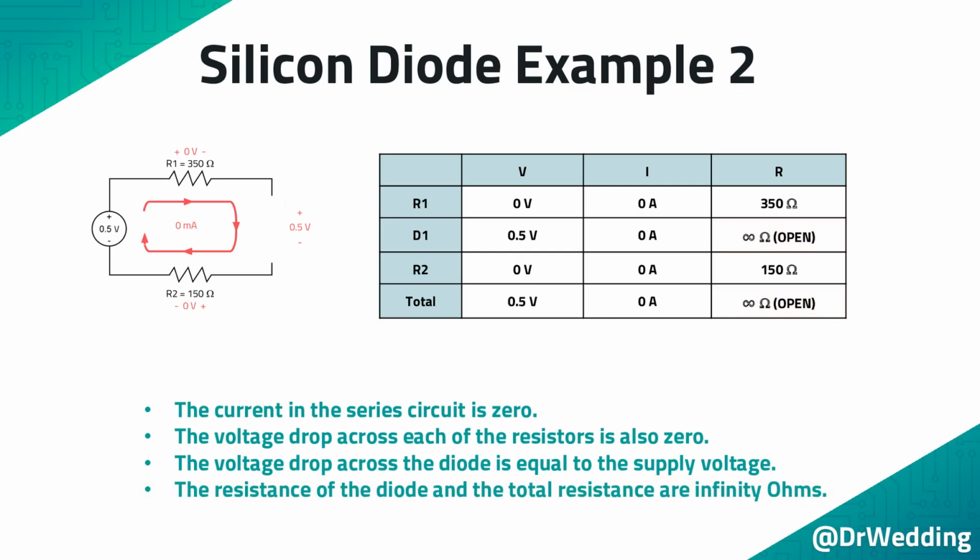In the second example, the diode was also acting like an open circuit because it did not have enough voltage to overcome the threshold voltage. No matter what the reason, the open circuit follows the same 4 rules.